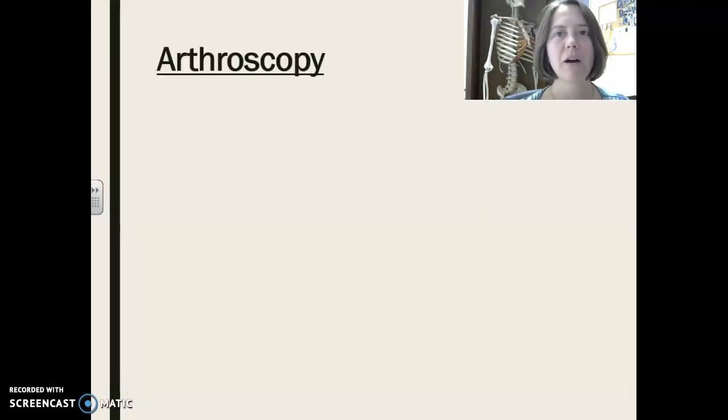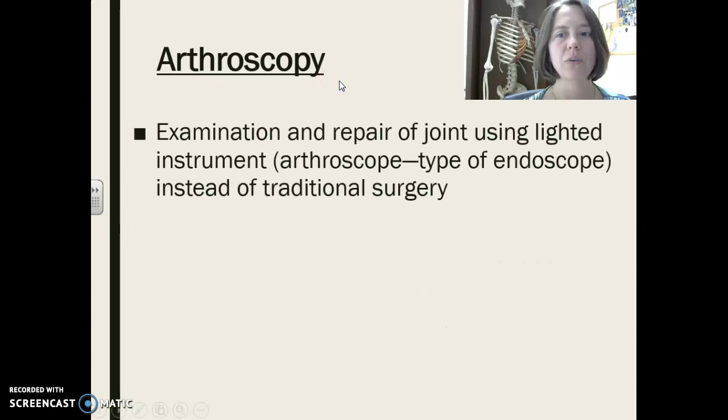Now let's talk a little bit about arthroscopy. In our medical terminology, we have arthro, joints, and oscopy, which is viewing, so looking into joints. How do we do that? Examination and repair of a joint using a lighted instrument is arthroscopy. That is your arthroscope, which is a type of endoscope, and any instrument that can see inside is an endoscope. An arthroscope is a type of instrument that can see inside of a joint.